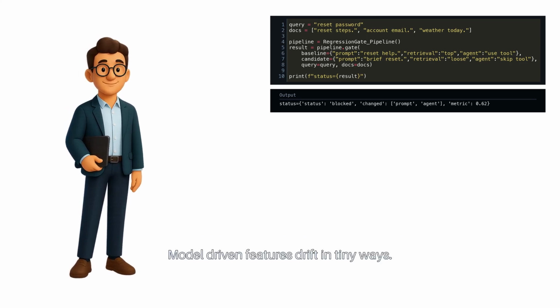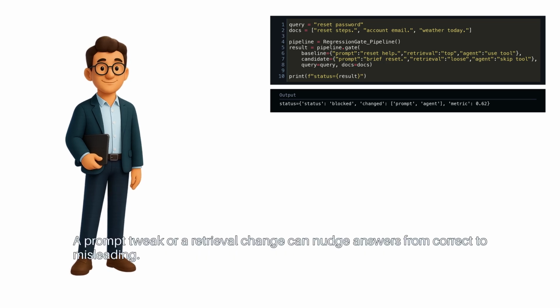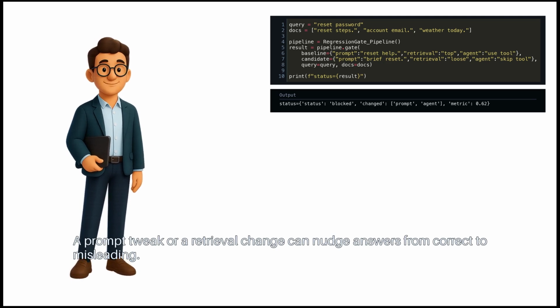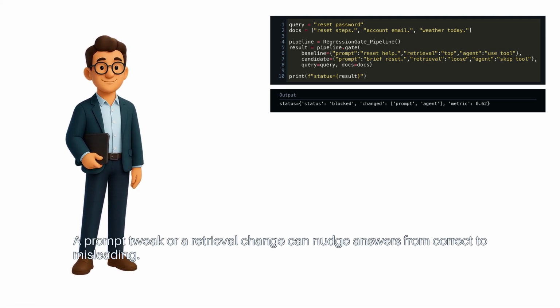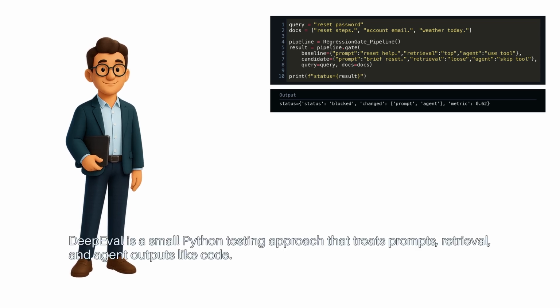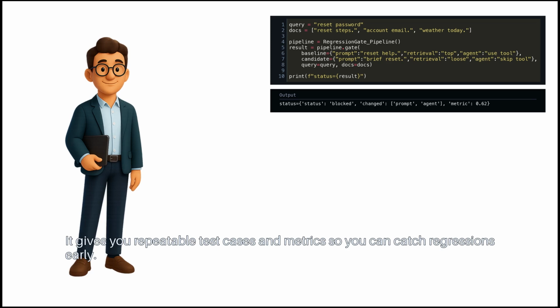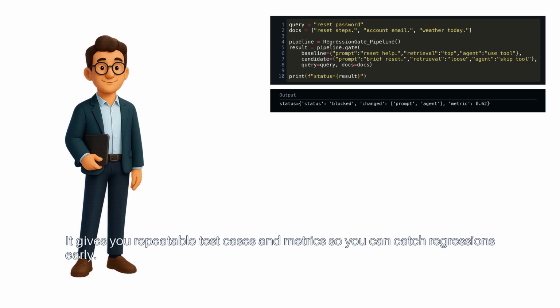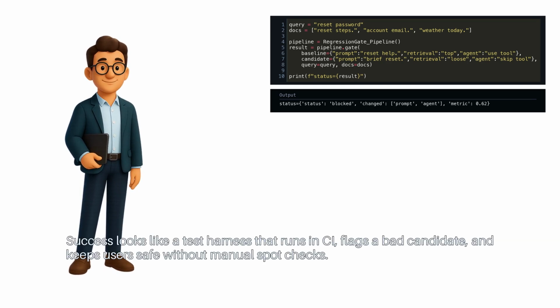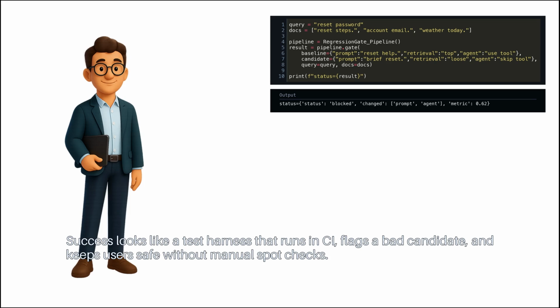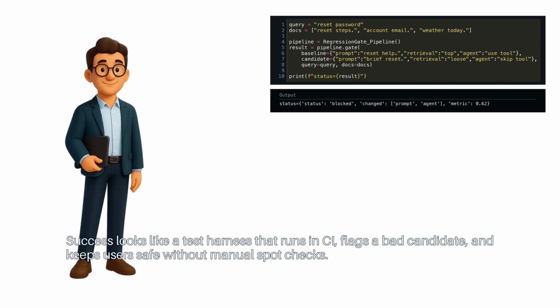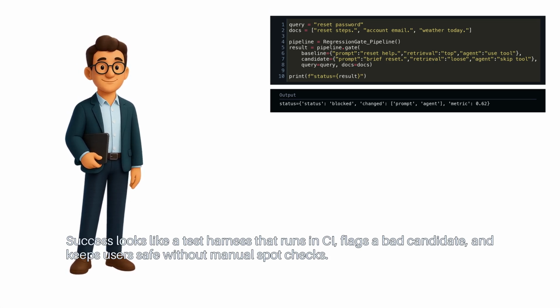Model-driven features drift in tiny ways. A prompt tweak or a retrieval change can nudge answers from correct to misleading. DeepEval is a small Python testing approach that treats prompts, retrieval, and agent outputs like code. It gives you repeatable test cases and metrics so you can catch regressions early. Success looks like a test harness that runs in CI, flags a bad candidate, and keeps users safe without manual spot checks.